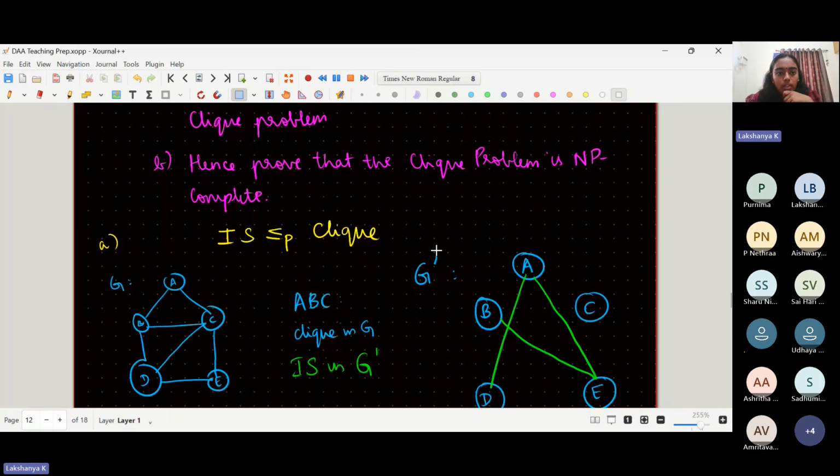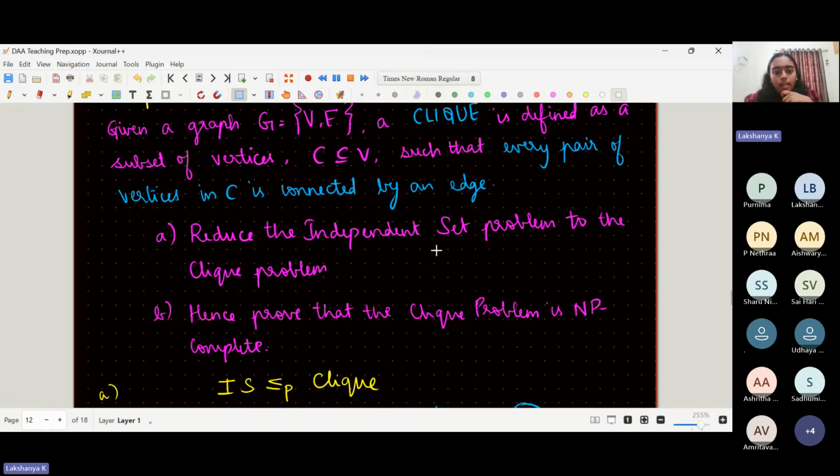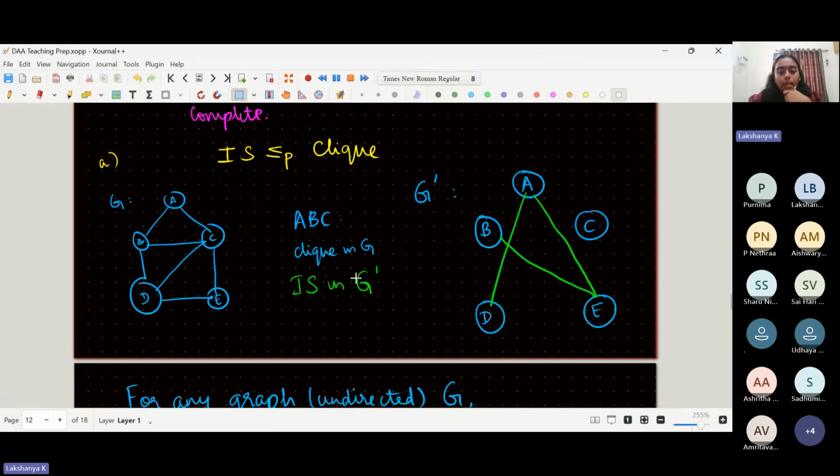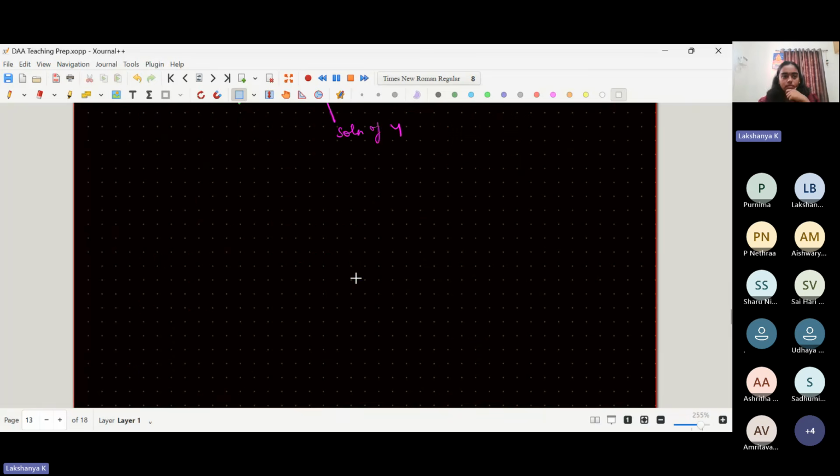So, coming back to the same question, there is a part B which says, first reduce independent set to clique. Now prove that clique is NP complete. If you remember, yesterday we looked at how to prove NP completeness. There are two things you need to do. One is show that the problem is verifiable in polynomial time.